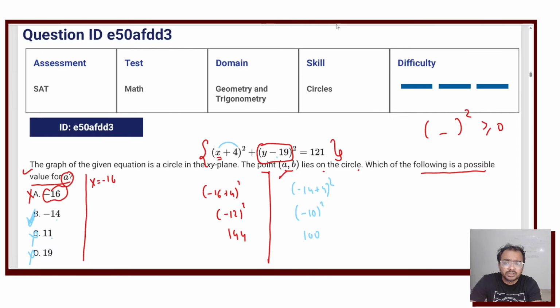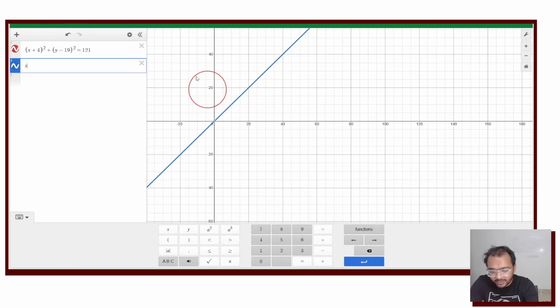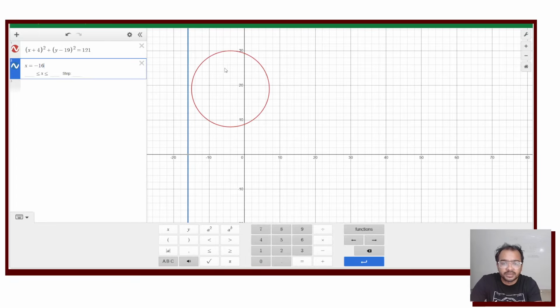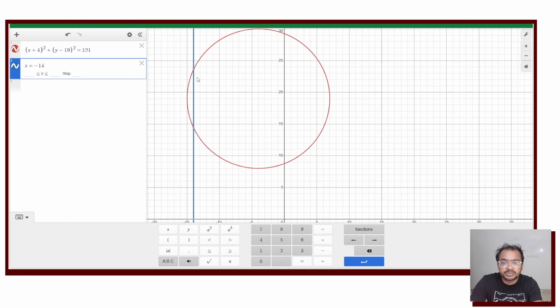The values are given for a, but a is actually x. So let's take x equal to negative 16. If I make x equal to negative 16, do we have any points in common? You can see that for x equal to negative 16, you don't have any point on the circle. But if you make it negative 14, then you will be able to find all these points. These points are on the circle, and there will be infinite points lying in the interior of the circle.